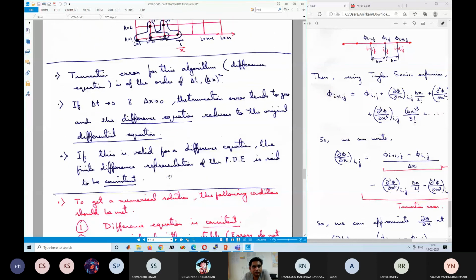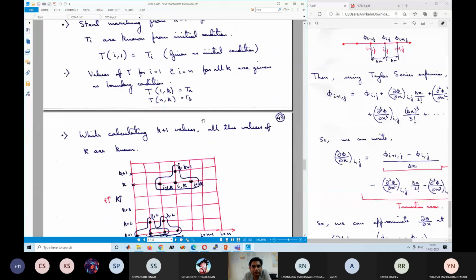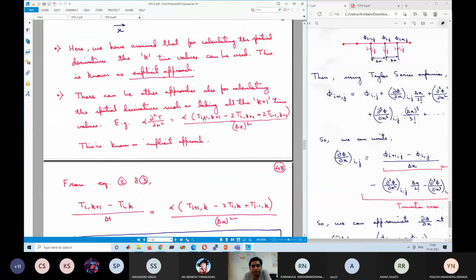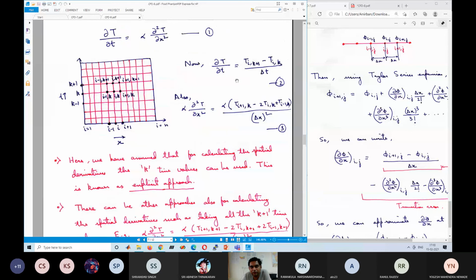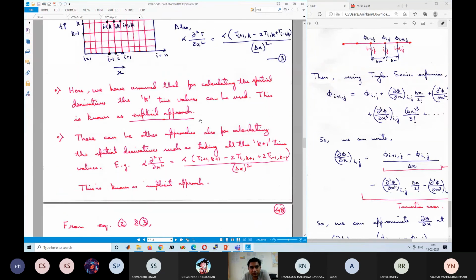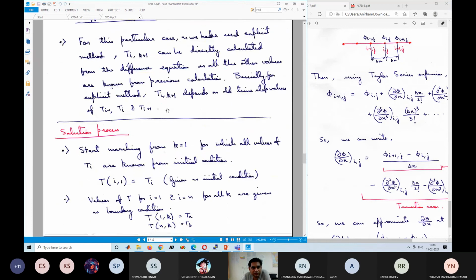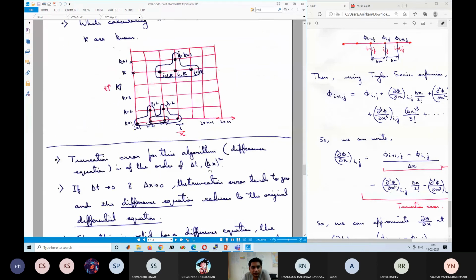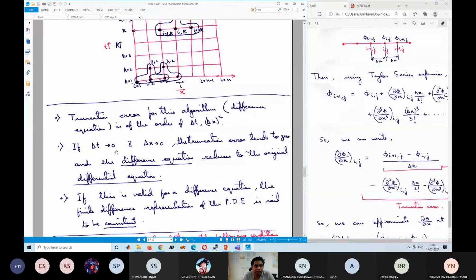The truncation error for this algorithm is first order accurate for the time step, because we are using the forward difference, and the spatial step is second order accurate. We have seen that this is second order accurate. So this algorithm is first order accurate in time and second order accurate in space. The truncation error is of the order of first order in time and second order in space. If delta t or delta x tends to 0, obviously the error, which is proportional to delta t and delta x square, also tends to 0.